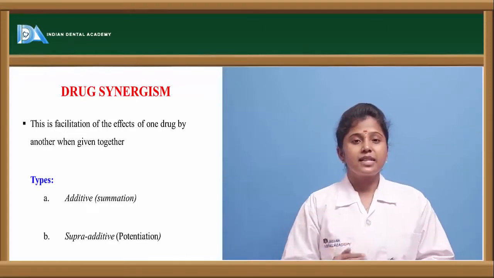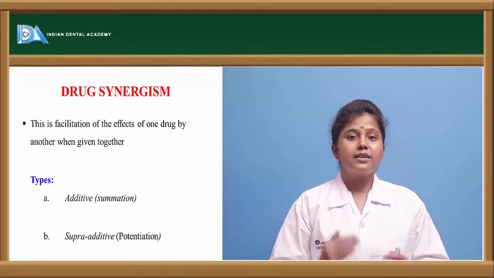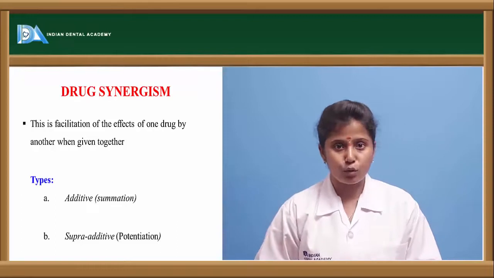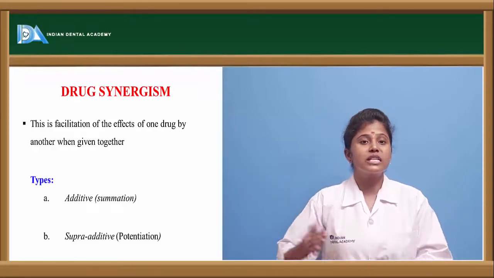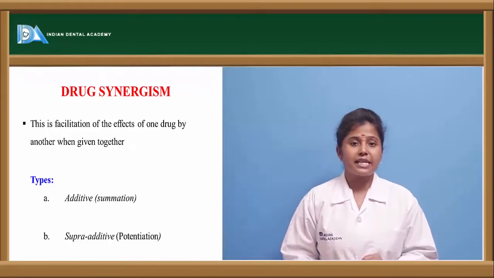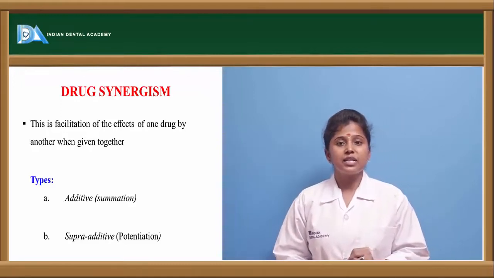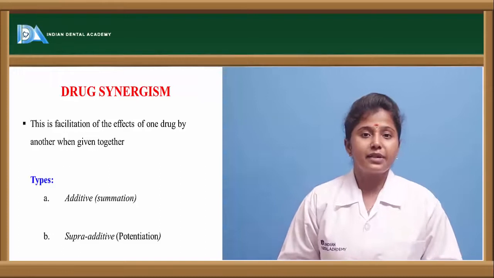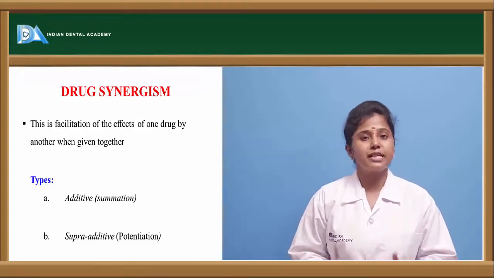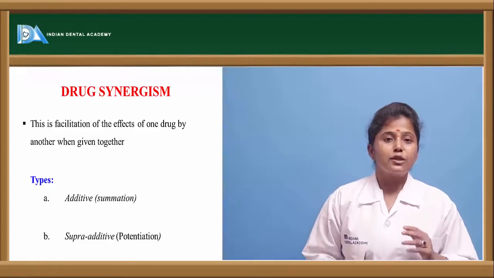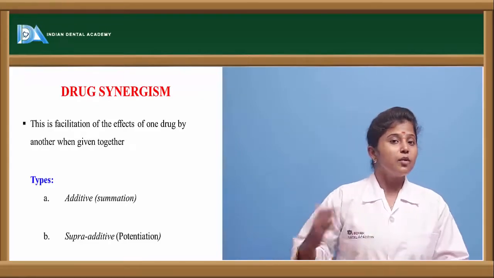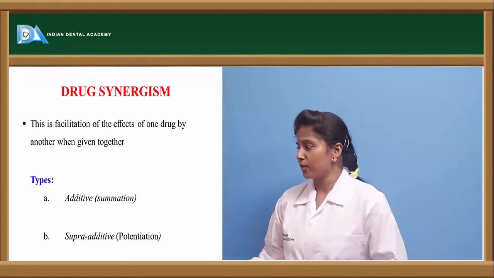That is, if we are combining two drugs, instead of showing 100%, they are showing more than the effect they have to show, or more than the net result. This drug synergism is of two types again: additive effect and supra-additive effect. Additive effect is nothing but 1 plus 1 is equal to 2. That is, they are showing double the effect they have to show. The other one is supra-additive effect, in the sense 1 plus 1 is equal to 3 or 4. They are showing more than the effect they have to show.